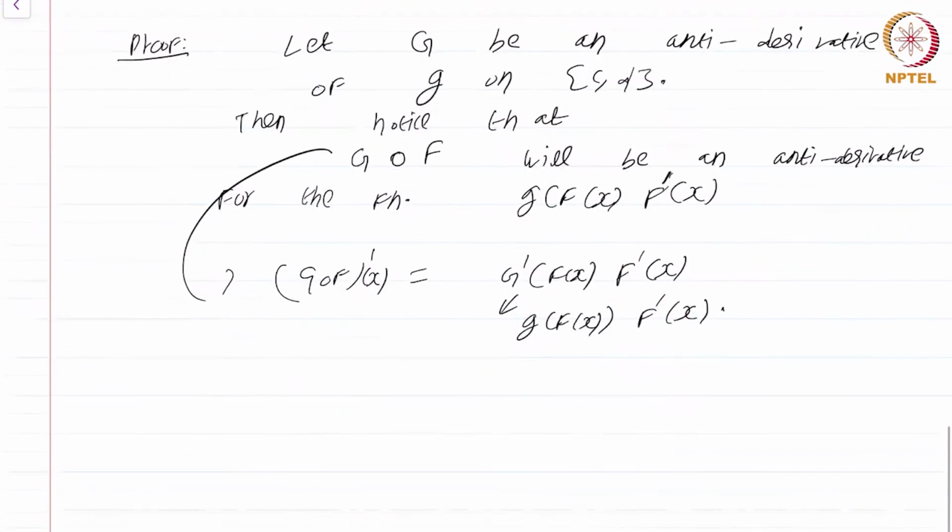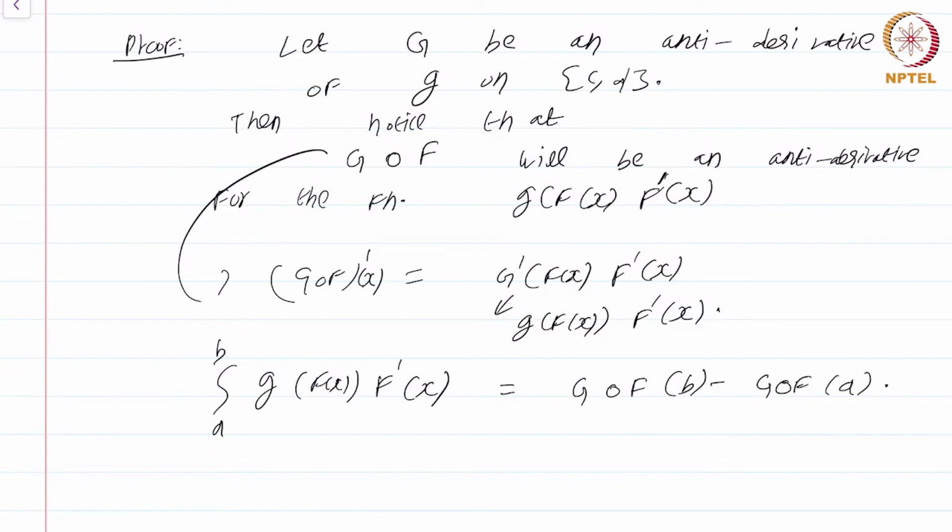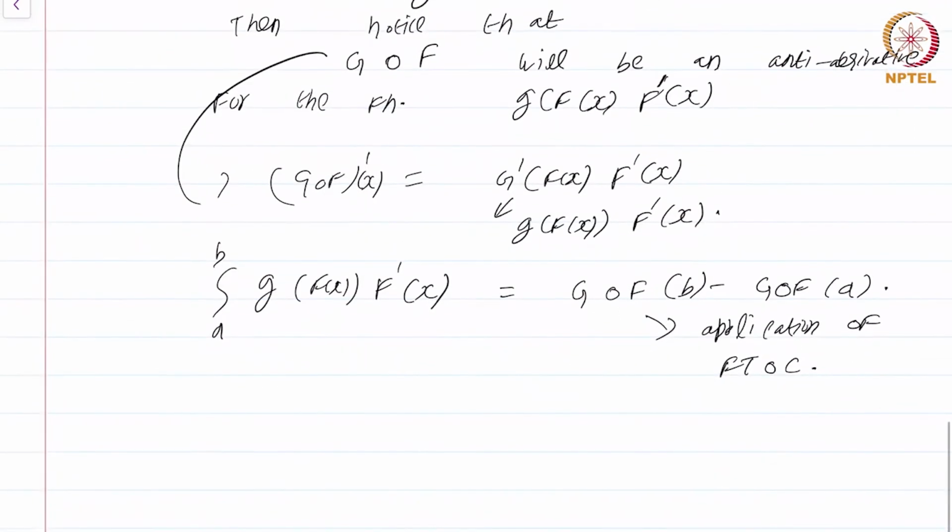What this says is: integral a to b of g of f of x, f prime of x, sorry, I completely reversed the thing, sorry about that. Integral a to b of this is nothing but G of f of b minus G of f of a. So this is just an application of the fundamental theorem of calculus.